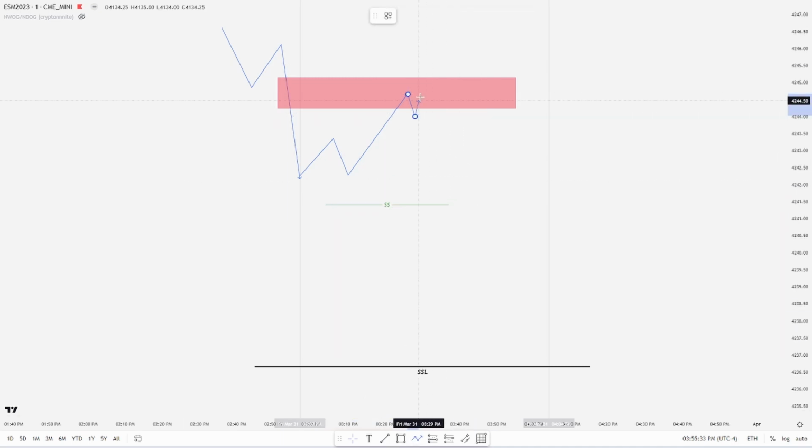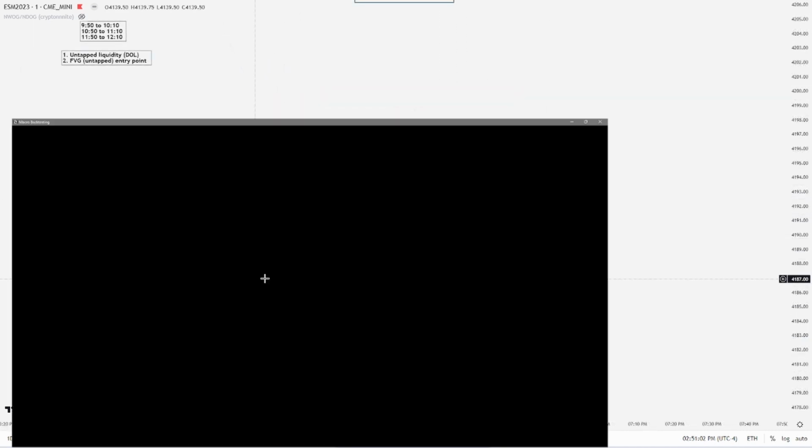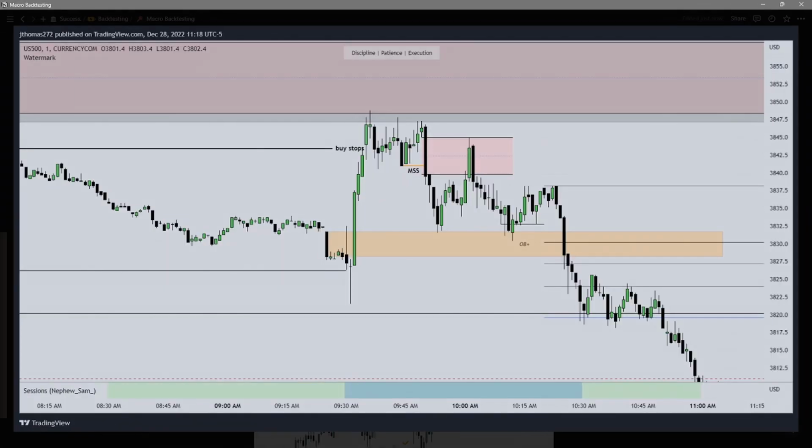Our target is going to be at least 5 points, where you can take some partials off. So we want to see a displacement away from this fair value gap for at least 5 points, and then by the end of the macro, we should eventually take out our sell side liquidity or whatever internal or external range target you're going to be using. Okay, we're going to switch over to Notion just to look at some of the examples.